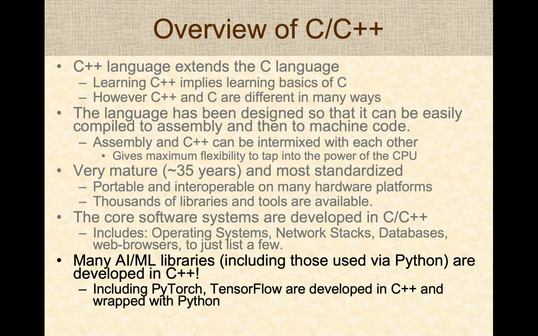Even many of the modern artificial intelligence and machine learning libraries, including those that are used via Python, are all developed in C++. This includes the popular PyTorch machine learning library, TensorFlow from Google. They're all developed in C++. And of course, they are wrapped in Python to make it easier for non-computing people to quickly use AI and machine learning in business and other statistical applications. So learning C and C++ is very important so that we can fully utilize the software systems that are available today.